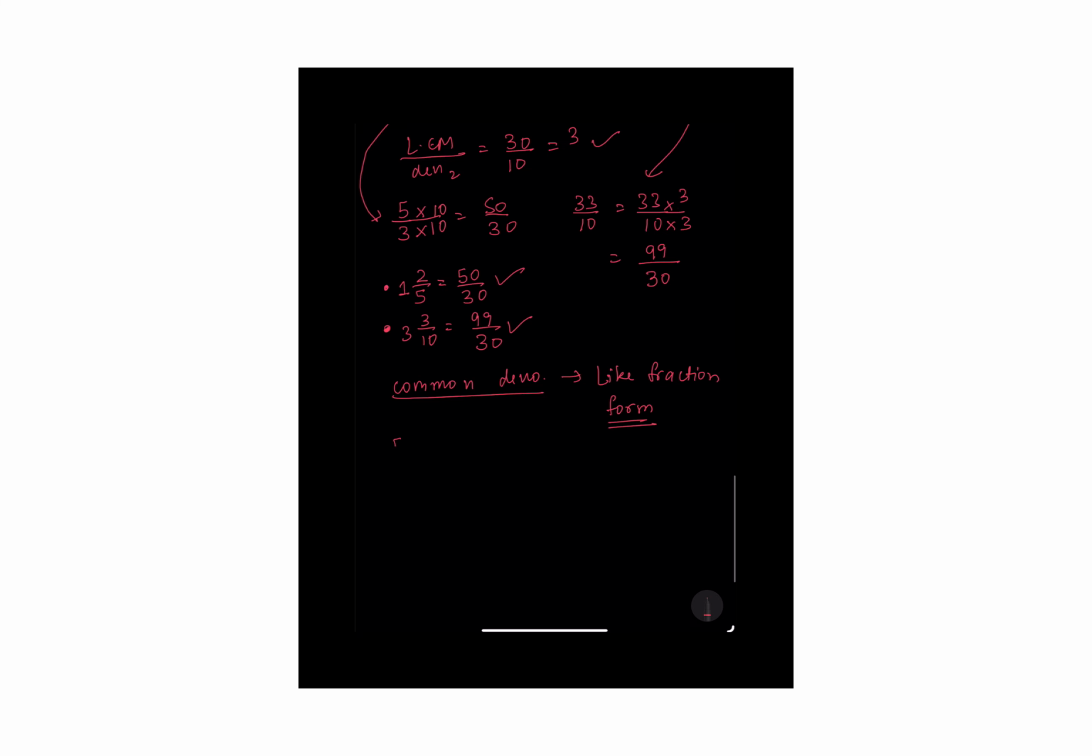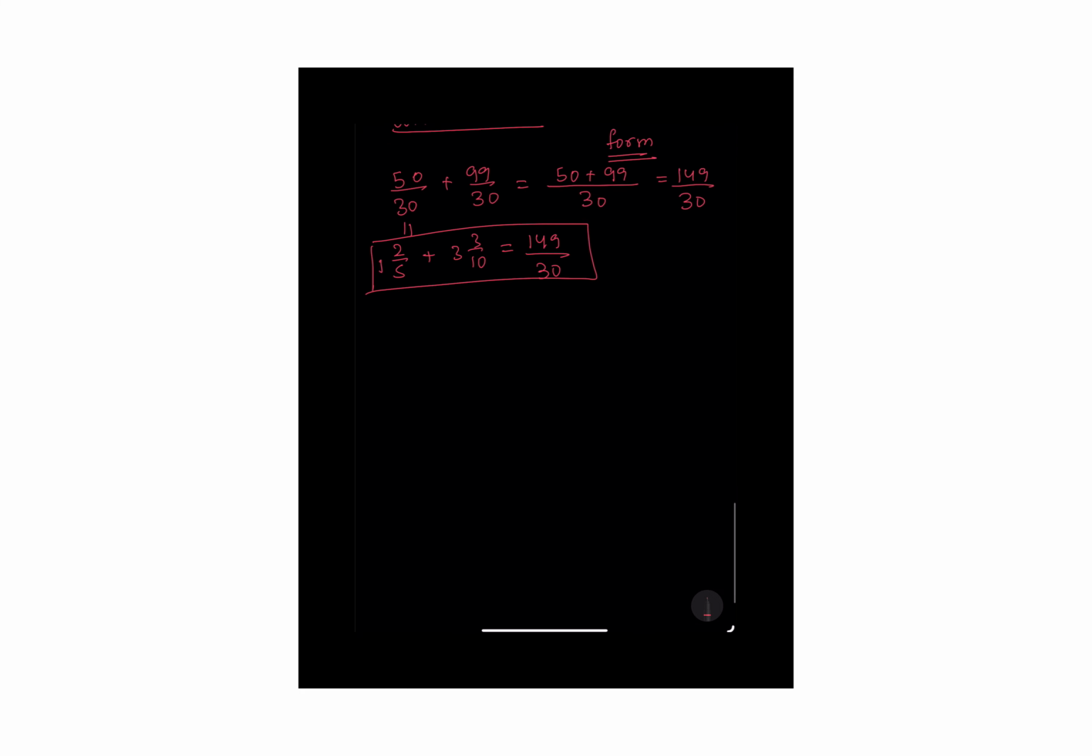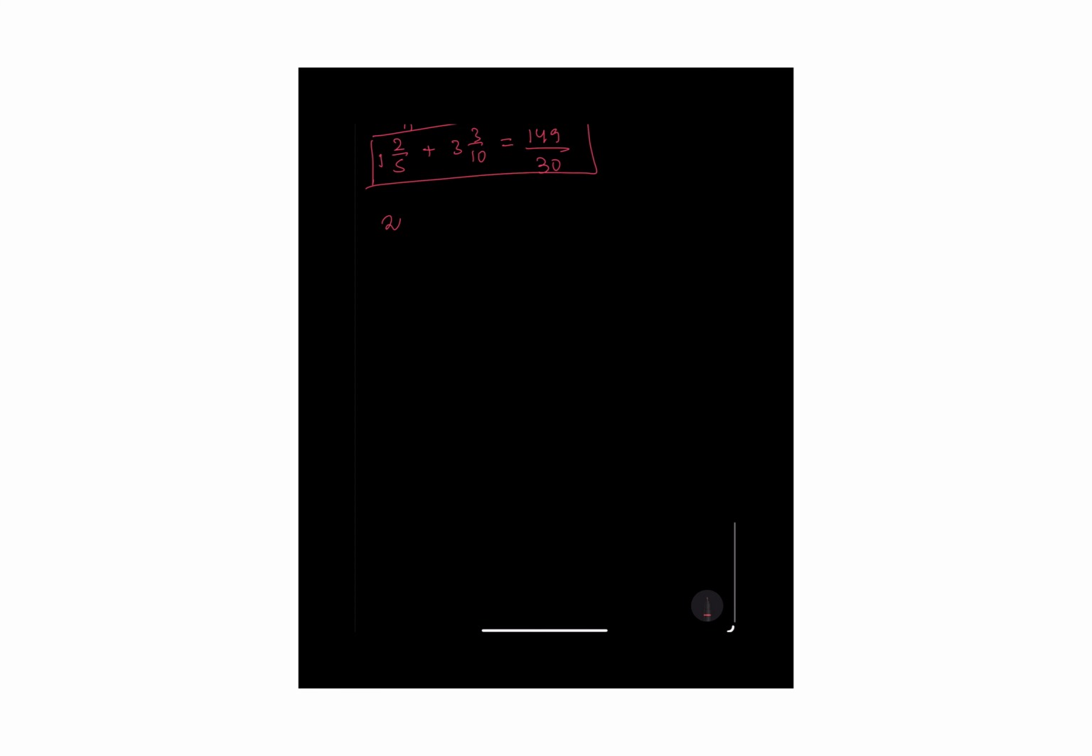For like fractions, we know that we can just add the numerators. So 50 plus 99 will be 149 by 30. And since this was equal to 1 into 2 by 5 plus 3 into 3 by 10, the answer is 149 by 30. Okay. The second method is method number 2.